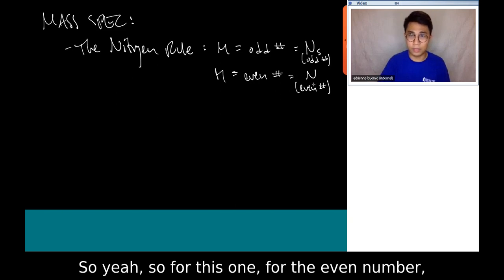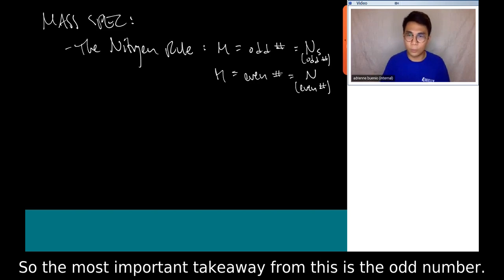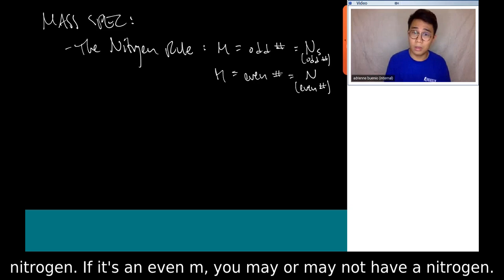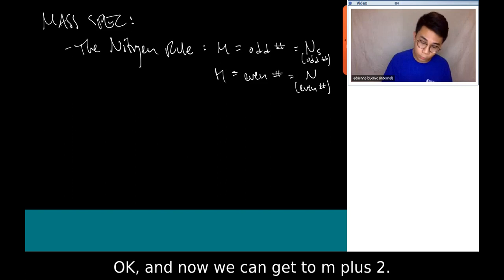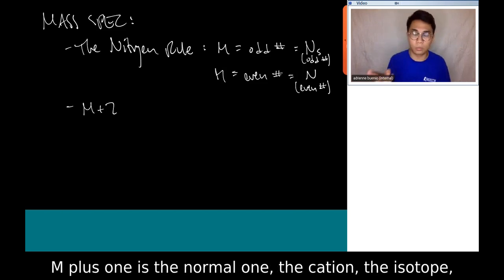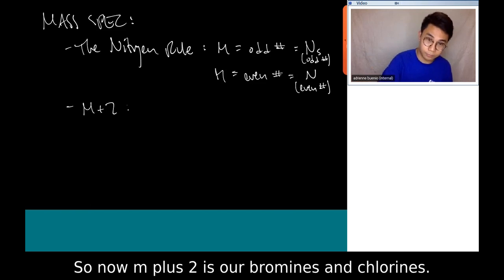So for the even number, it's hard to tell if there's a nitrogen unless you're given a formula. So the most important takeaway from this is the odd number. So if you have an odd M, there's definitely nitrogen. If it's an even M, you may or may not have a nitrogen, right? Okay, and now we get to M plus 2. So this one's interesting because most students forget this. M plus 1 is the normal one, the cation, the isotope, right? Whatever. So now M plus 2 is our bromine and chlorine.